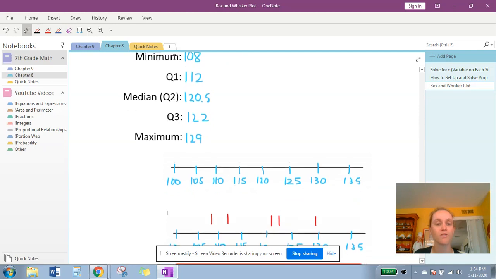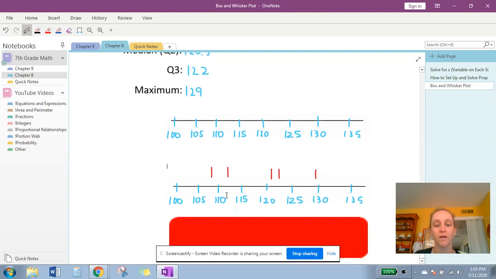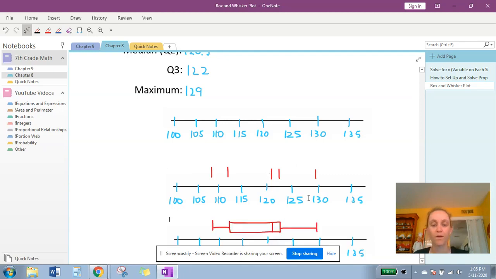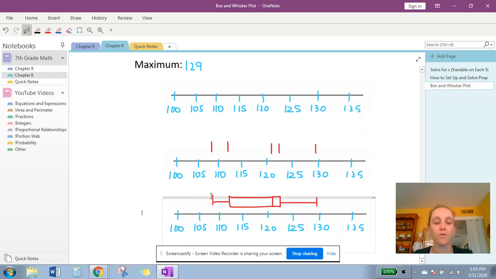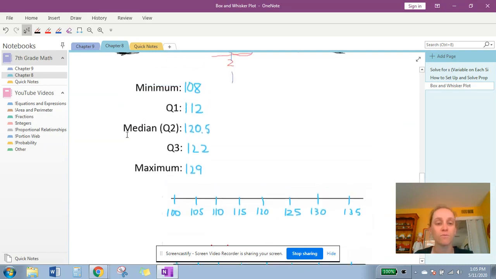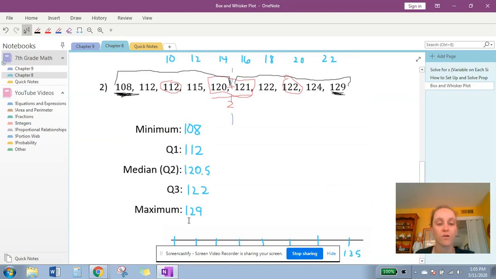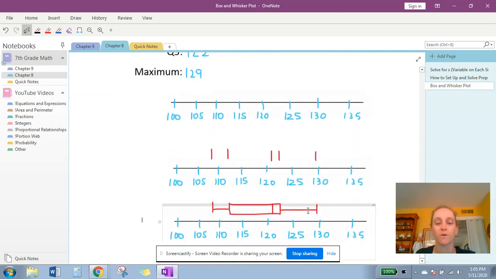There we go. Okay, so I have 108, 112, 120.5, 122, 129. So I have those 5 numbers here. And then again, the middle 3 here, that's going to create my box. And then the 2 on the minimum and the maximum are going to create the whiskers. So when you do these problems, you figure out the 5 number summary, and then you have to graph your box and whisker plot.